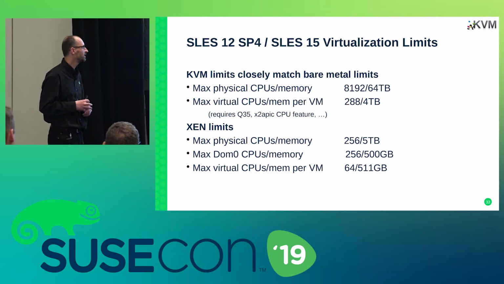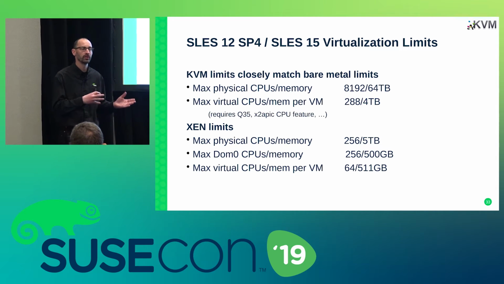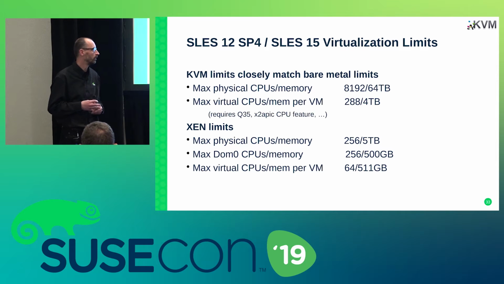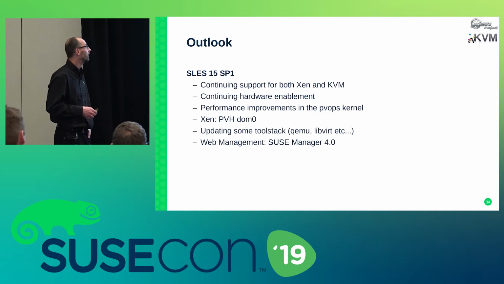For Xen, the limits are lower, mainly because the use cases we have had so far, we're just fine using these limits. We've been working with some of the vendors. Actually, the per VM limits are wrong here. We have increased that recently, mainly for the SAP environment again.